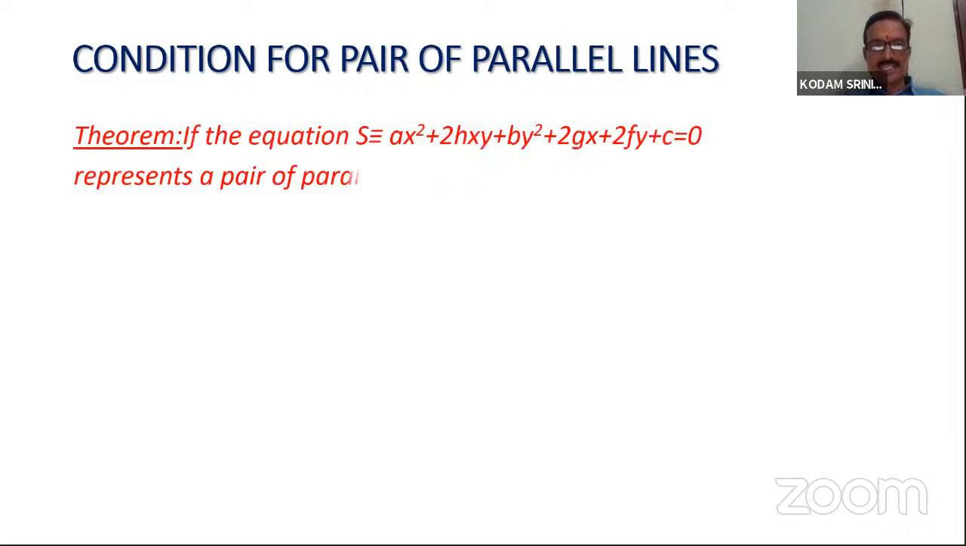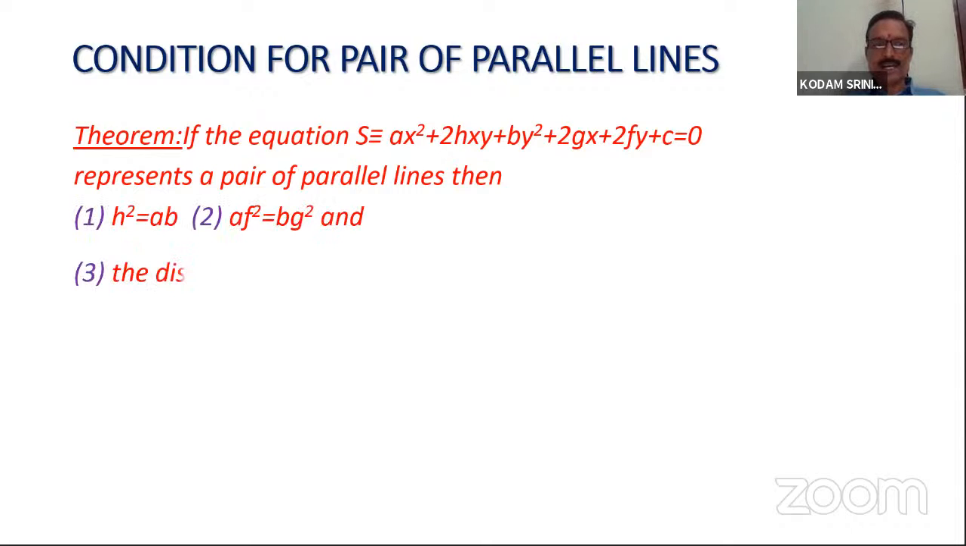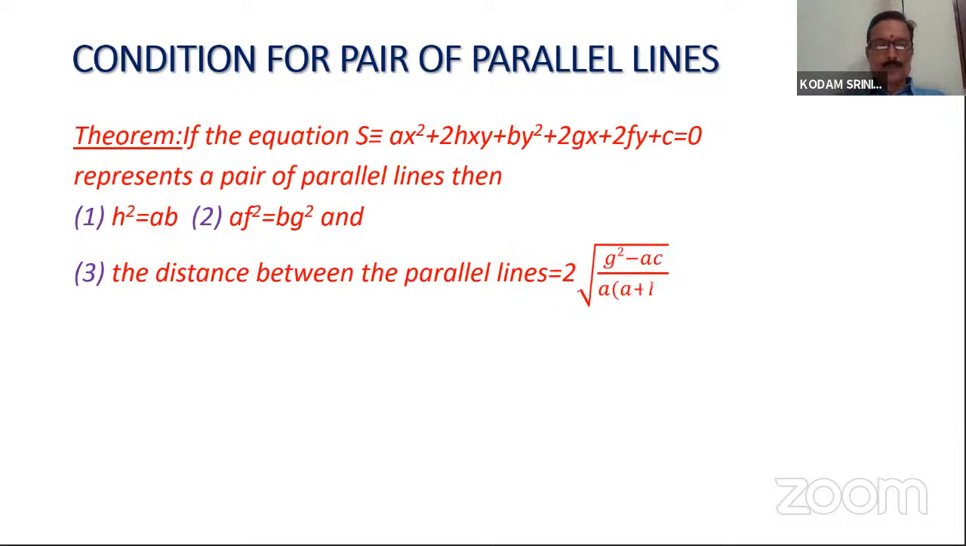So similarly, if the equation S equal to 0, that is S equal to ax² + 2hxy + by² + 2gx + 2fy + c = 0, represents a pair of parallel lines, then we have to prove the first two conditions: first, h² = ab, and second, af² = bg². And we have to find the distance between those parallel lines.